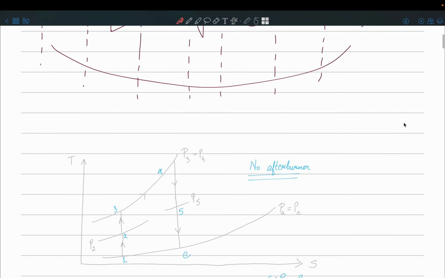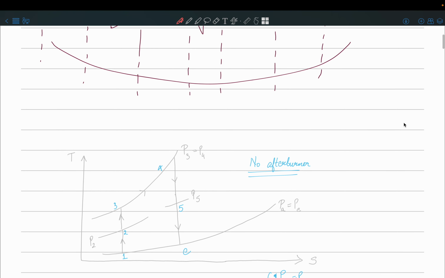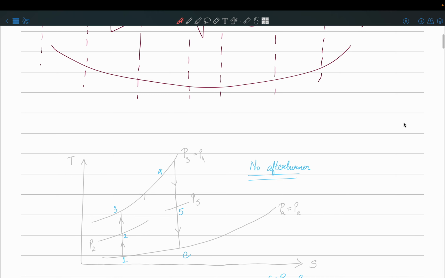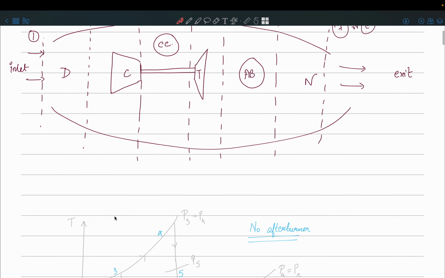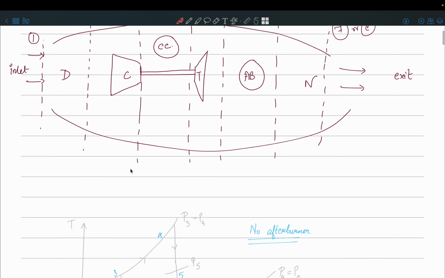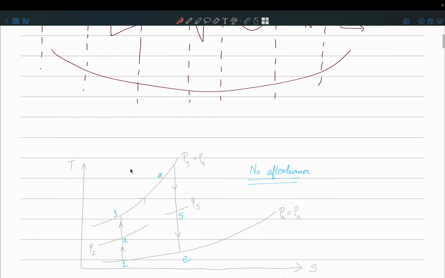Okay, so the TS diagram must be familiar to you. So here I have drawn the ideal TS diagram, and you can see in the ideal case, when you're going from station 1 to 2, that is in the diffuser, your temperature increases isentropically. Then from 2 to 3 also there is an isentropic increase, but the difference here, what is the difference between station 2 and station 3? We have a compressor, right? So what is the difference between a diffuser and a compressor? Both are compressing air. What is the difference?